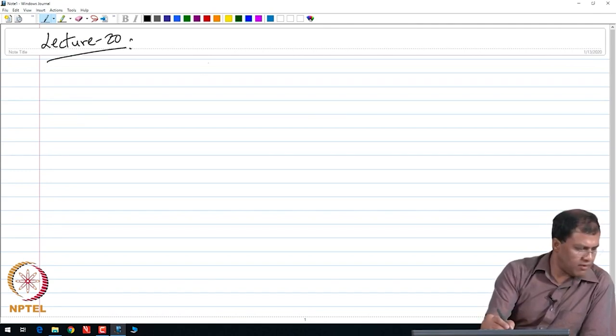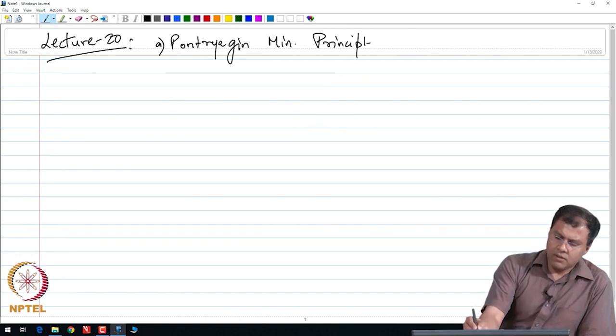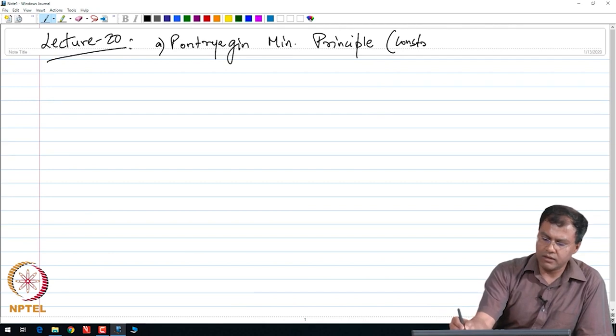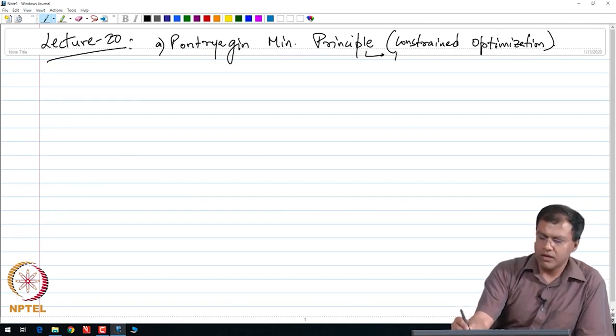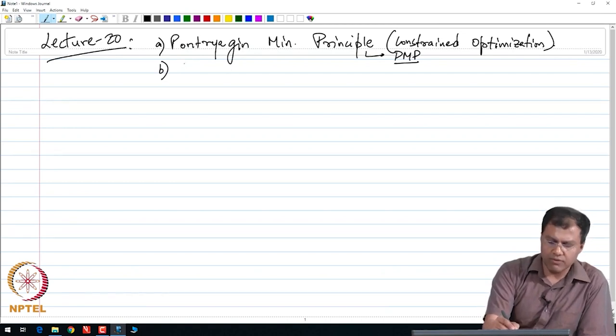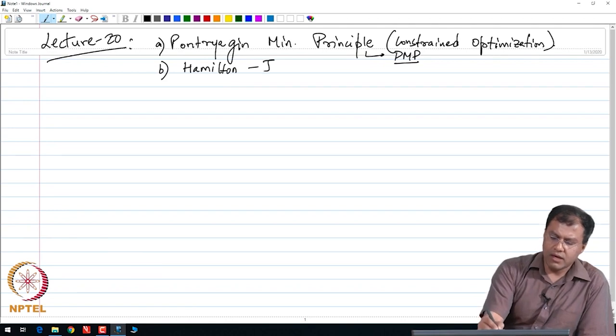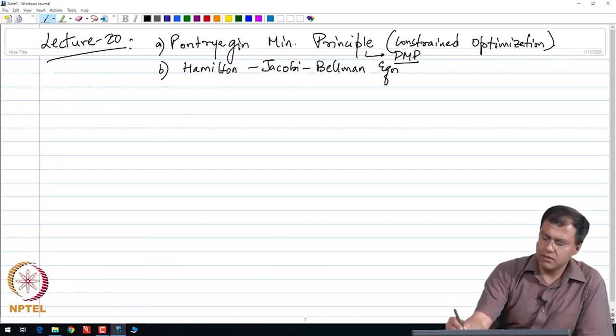will be the following. We are going to look at the constrained minimization, also known as the Pontryagin minimum principle, also known as the constrained optimization. I am going to denote this principle by the rule PMP, and I am also going to discuss our derivation as well as the use of the Hamilton-Jacobi-Bellman equation, HJB. Notice that this equation will be very similar to our Hamilton-Jacobi equation.